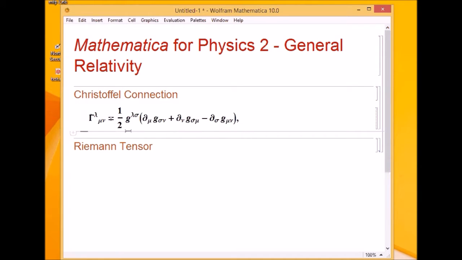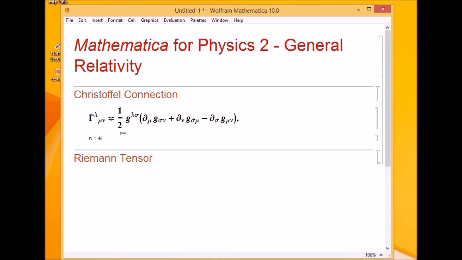I have given the formula for the Christoffel connection for convenience, and in this formula, as you know, the repeated indices are summed over. So here in this expression, sigma is repeated. So this means we have to sum over the sigma. So we will calculate the connection for a given metric. Let's begin. So first, I define my dimensions as n. So n equal to 4.